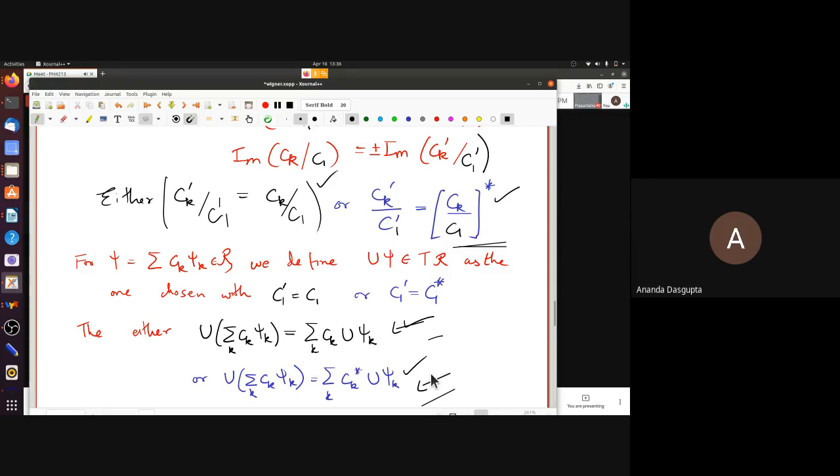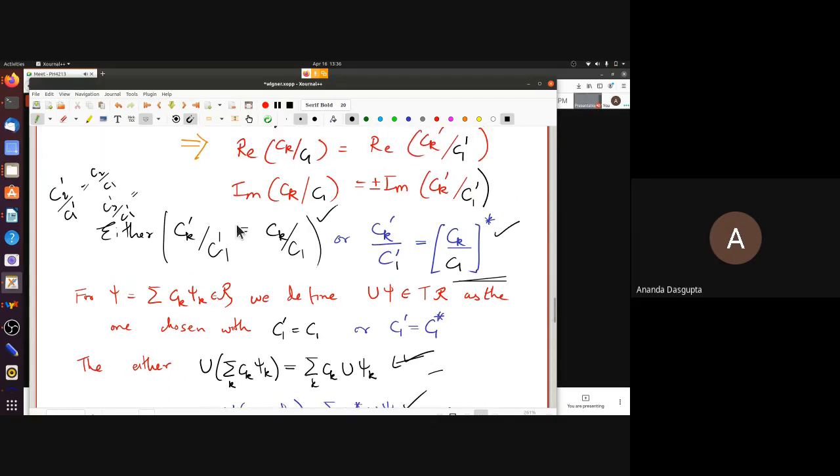It was such an obvious gap that I'm pretty sure Wigner thought about it. It seemed so obvious to him that he didn't even bother mentioning it. But it is a gap. The gap simply is this. What does this prove? It tells you C2 prime by C1 prime is C2 by C1. What about C3 prime by C1 prime? If C2 prime by C1 prime is C2 by C1, what about C3 prime by C1 prime from this formula?